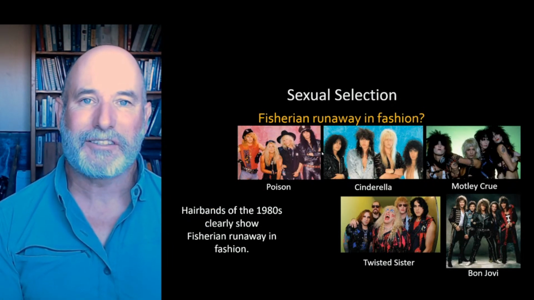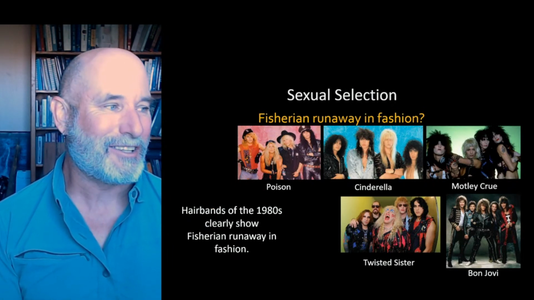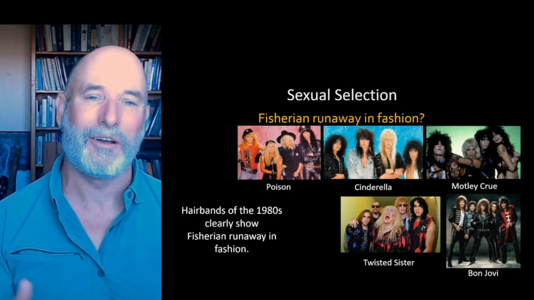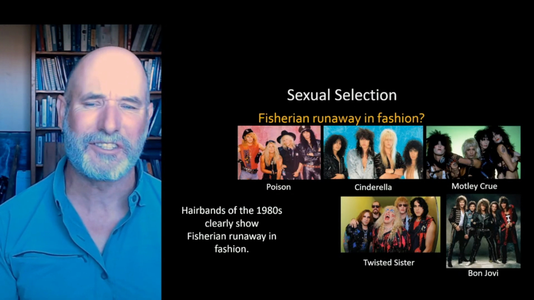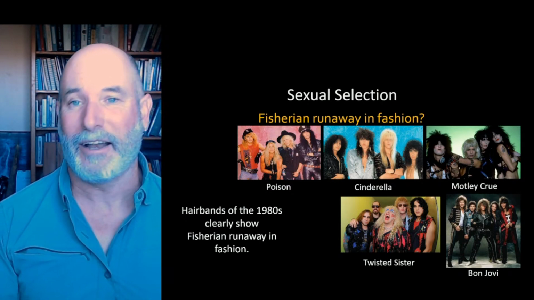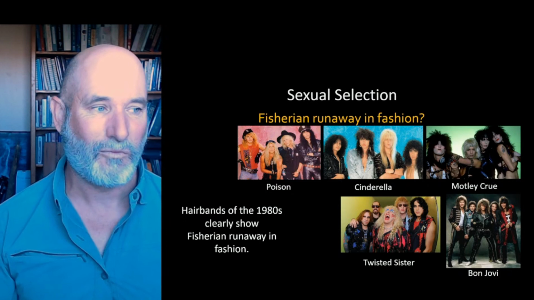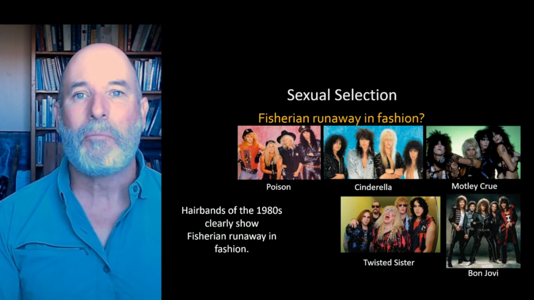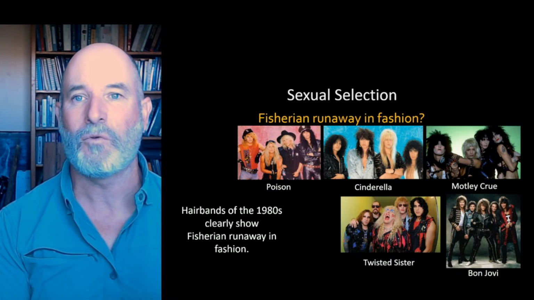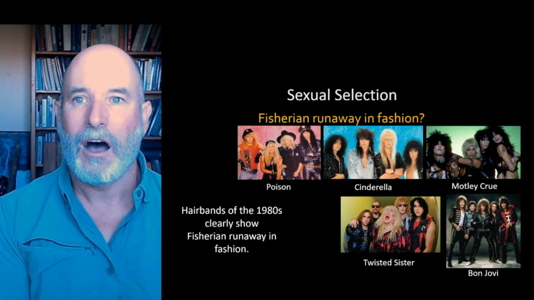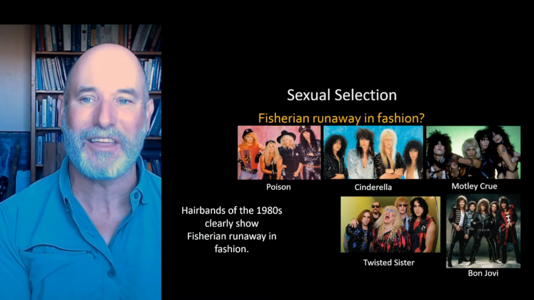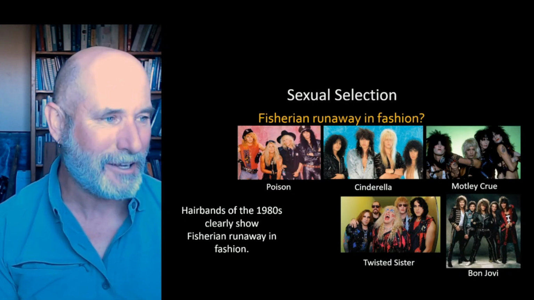Runaway Fisherian selection in fashion. You know, we laugh. These are the hair bands of the 80s, from Poison and Cinderella and Motley Crue and Twisted Sister. They were looking a little on the absurd side with their hair and their makeup and all of their fancy clothes and things. But this really shows that very rapidly in the 1980s, fashion quickly went one direction, almost in a Fisherian runaway selection. We look back at that and we're like, man, what were they thinking? Sounds like a country song to me.